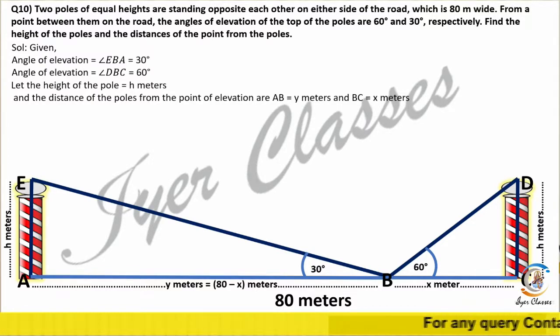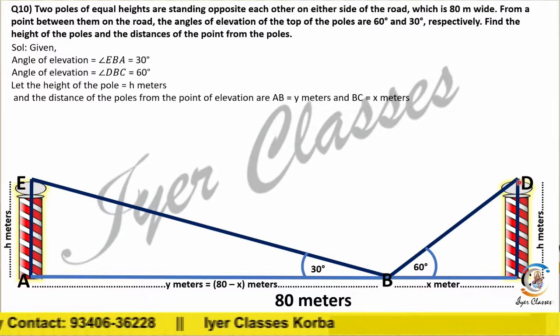Now, in the diagram, you can see that there are two towers, beautiful red colored towers, and each is equal to H meters.